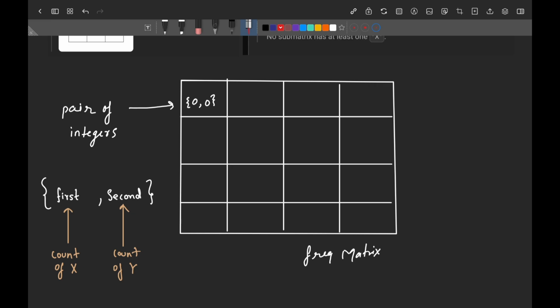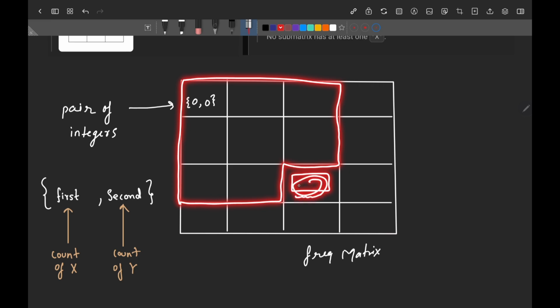If the current cell is x, we add to the x count, and if the current cell is y, we add to the y count. Suppose this is the first cell and it contains y, so we increase the second of the pair by 1. Now if we want the count of x and y up to this cell, and we know how many x and y are in these cells, we just add whatever is in this cell and we will know how many x and y are in this submatrix.